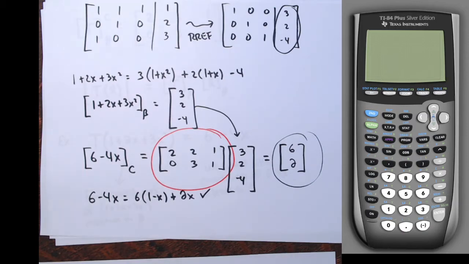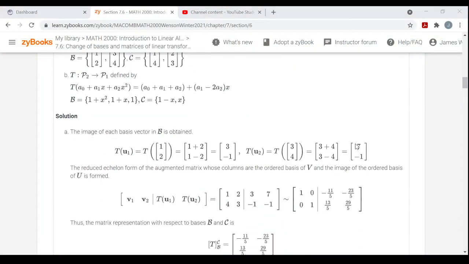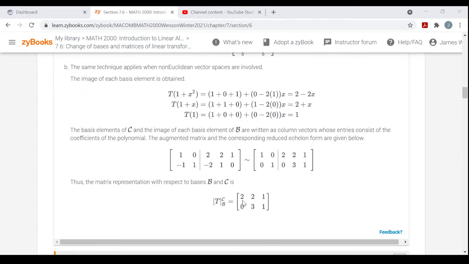So again, finding the matrix usually won't take that long. I'm not going to be doing an example every time, but you can see they found it here.